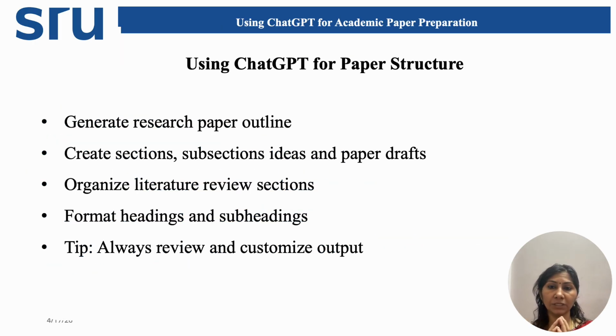ChatGPT can help to generate a complete research paper outline. It also suggests sections and subsections, given in a logical sequence. It assists in organizing the literature review. It also formats headings properly. Always review and customize the output to match your research. Format the headings and subheadings. Always review and customize your output.